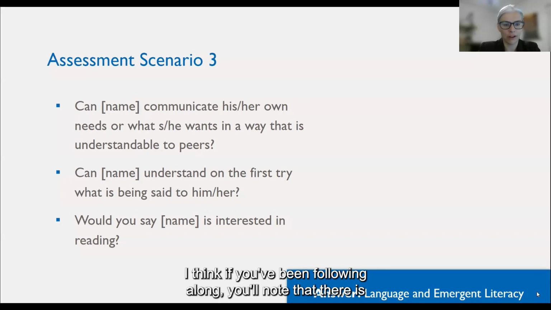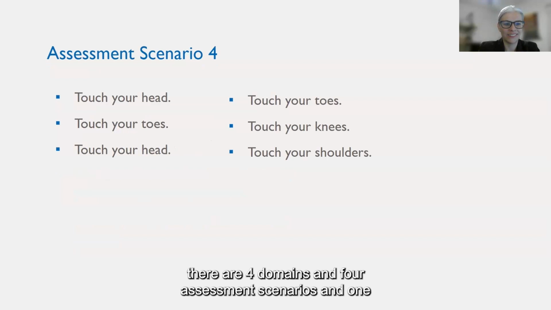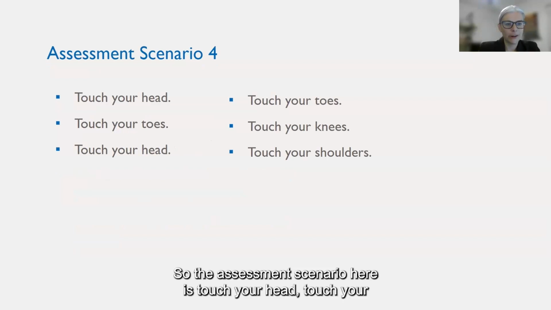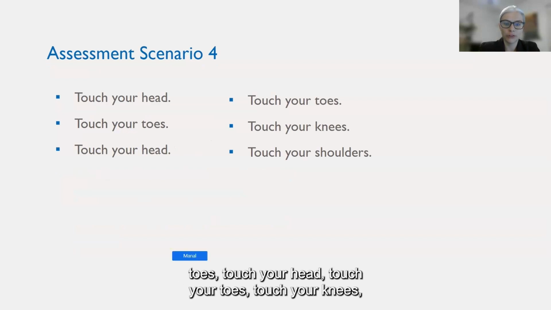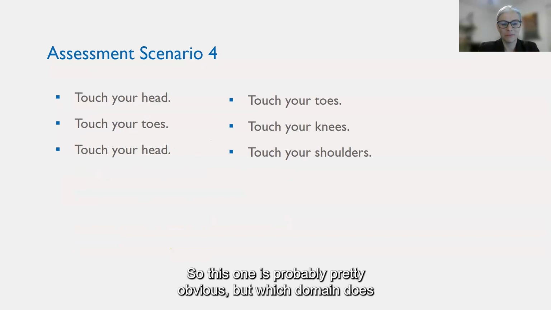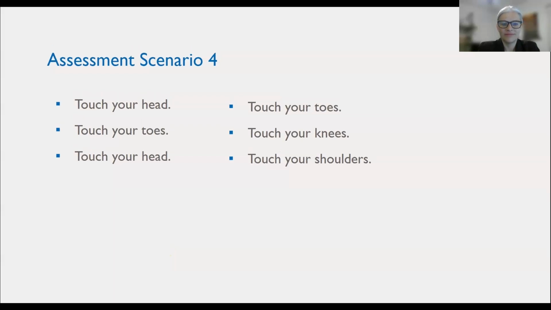I think if you've been following along, you'll note that there are 4 domains and 4 assessment scenarios, and 1 left. All right, so the assessment scenario here is touch your head, touch your toes, touch your head, touch your toes, touch your knees, touch your shoulders. So this one is probably pretty obvious, but which domain does this one assess? And again, you can take a guess as to which assessment tool this comes from.